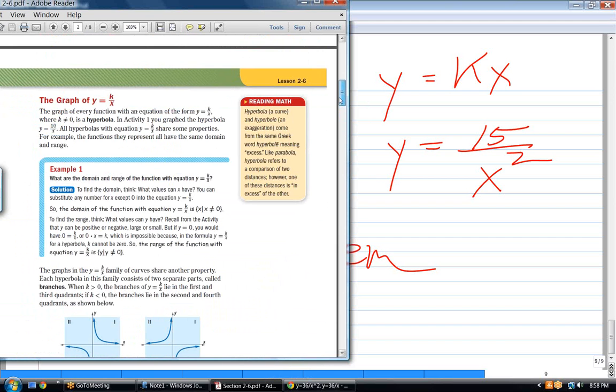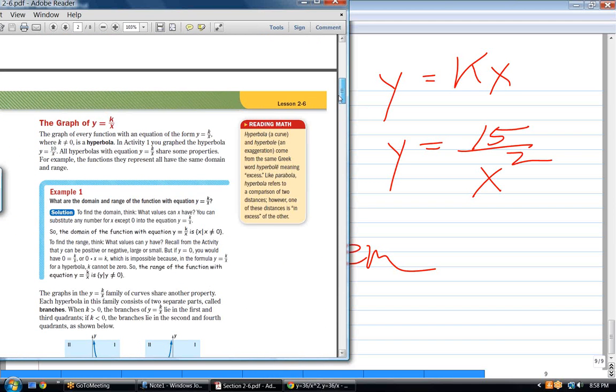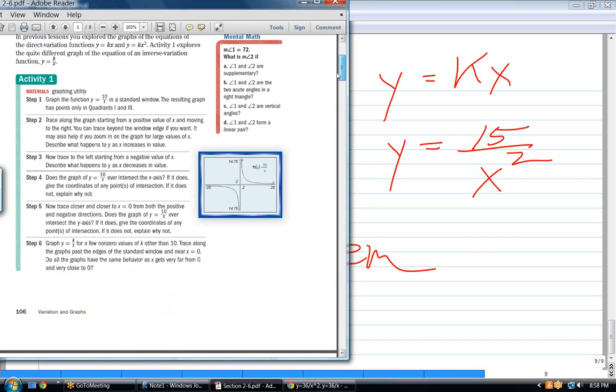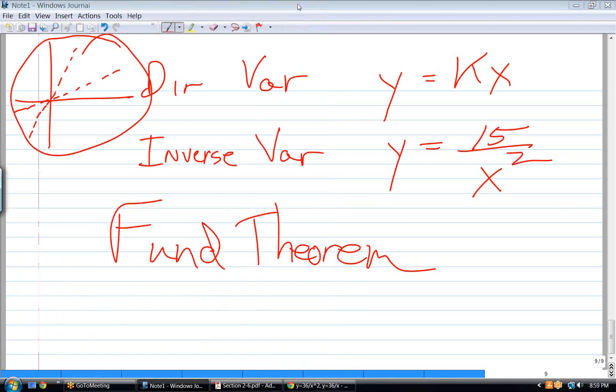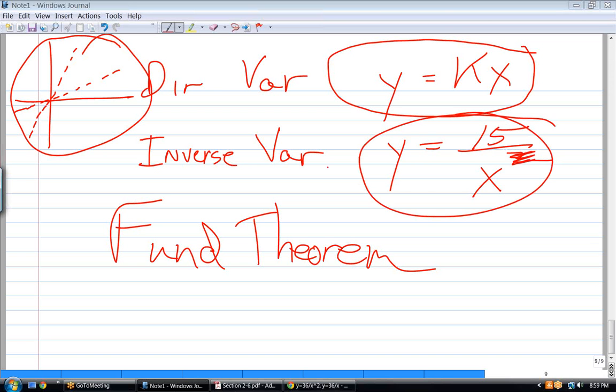Is this all Chapter 2 or some Chapter 1? I think there may be some Chapter 1. You might be able to find the answer to that directly in their theorem. I don't see their theorem anywhere here, but I'm looking at this big idea right here. It's not terribly important. What's terribly important is that you memorize that that means direct and that means inverse. That's what's important that you know.